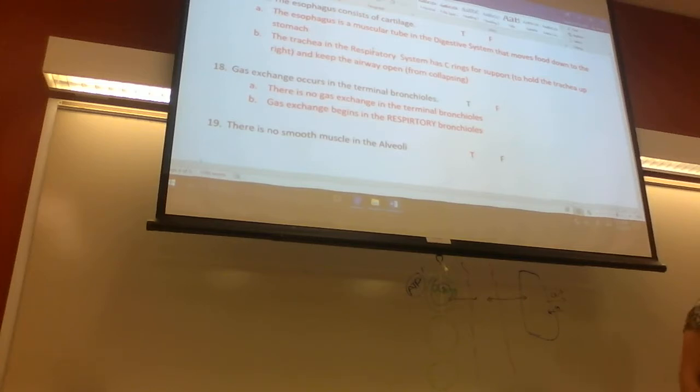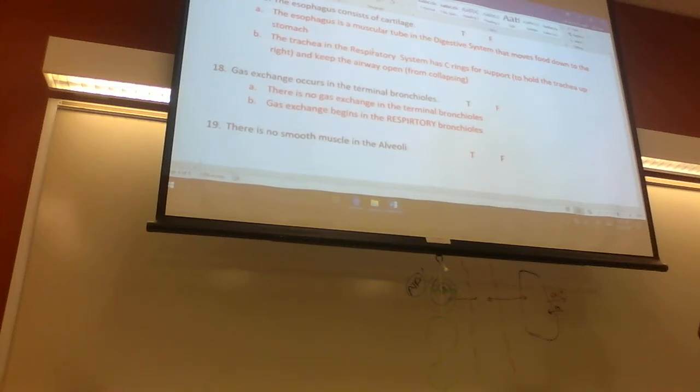Going down further, gas exchange, this is a statement: gas exchange occurs in the terminal bronchioles. This is false. In the terminal bronchioles, there's no gas exchange. It is the respiratory bronchioles that gas exchange happens. So this is going back to the respiratory pathway: respiratory bronchioles, then I think next is your alveolar ducts, and then something else, and then your alveoli. I'm sorry, coffee's not kicked in quite yet. But yeah, in the terminal bronchioles no gas exchange happens.